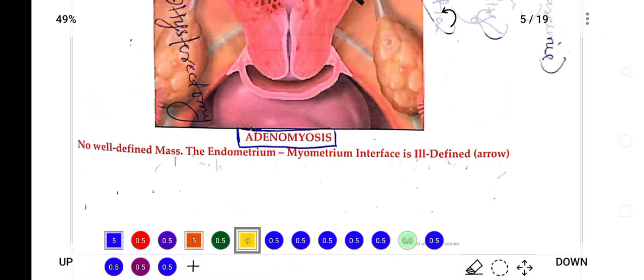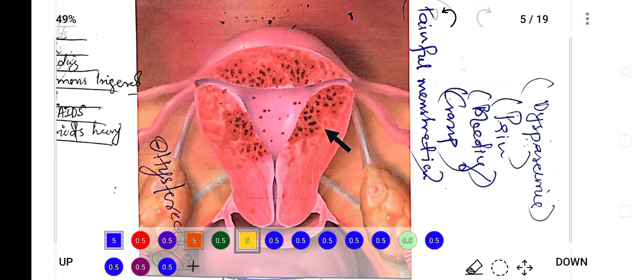So this was adenomyosis, and in the next video we will discuss miscarriage.